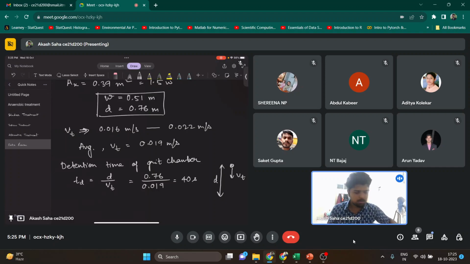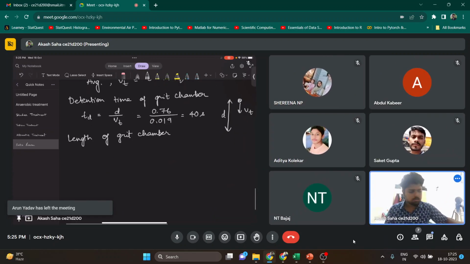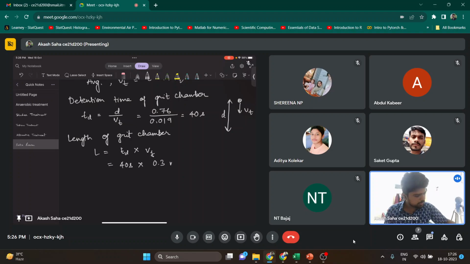So now if I know the detention time, okay, this is my detention time. So my length of grid chamber L will be equal to the detention time into the flow through velocity. So it is 40 s into 0.3 meter per second. It will be 12 meter. So L into W into D is 12 into 0.51 into 0.76 meter.